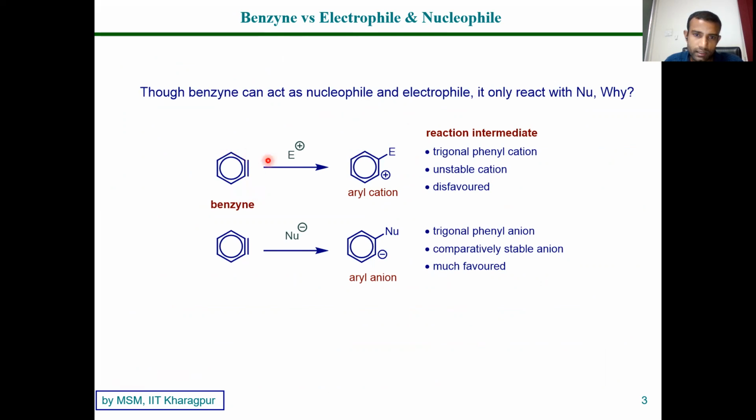If we think about benzyne reacting with an electrophile, what intermediate will it generate? An sp2 aryl cation. We know this is quite unstable. This is a trigonal phenyl cation, an unstable cation and disfavored. That's the reason benzyne doesn't react with electrophiles, so it doesn't act as a nucleophile. It's quite rare, not so feasible. But if you think about benzyne acting as an electrophile and reacting with a nucleophile to get this type of aryl anion, this is quite stable. It's a trigonal phenyl anion, comparatively stable and much favored. So this is the reason benzyne reacts much more readily with nucleophiles, not with electrophiles.